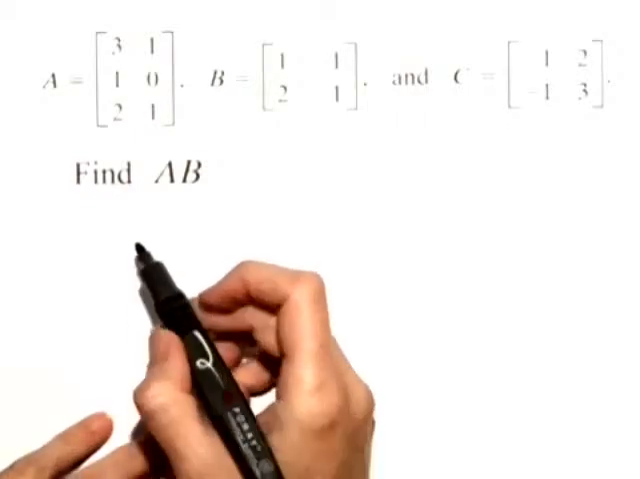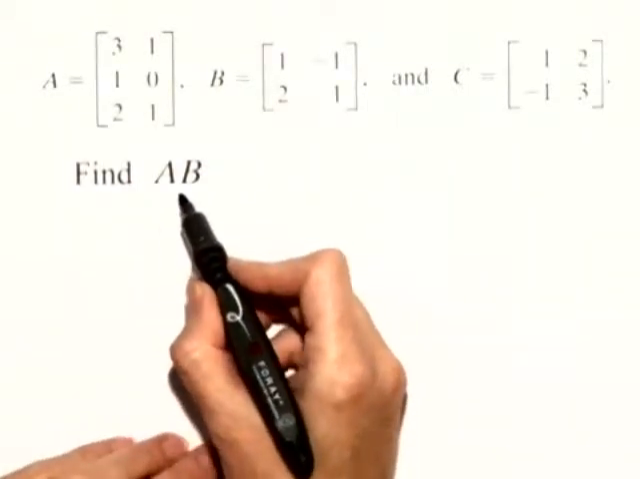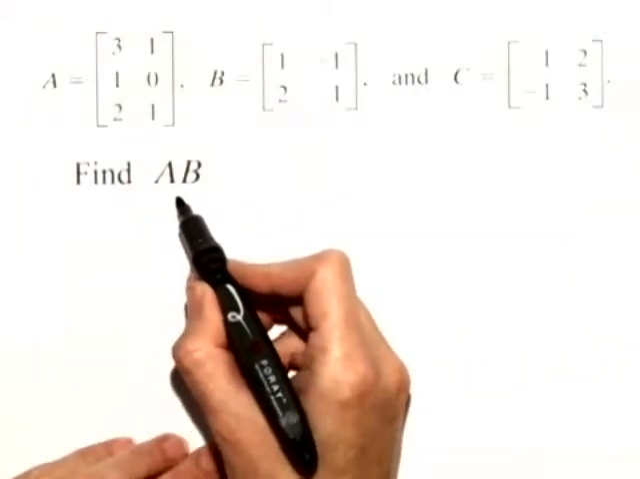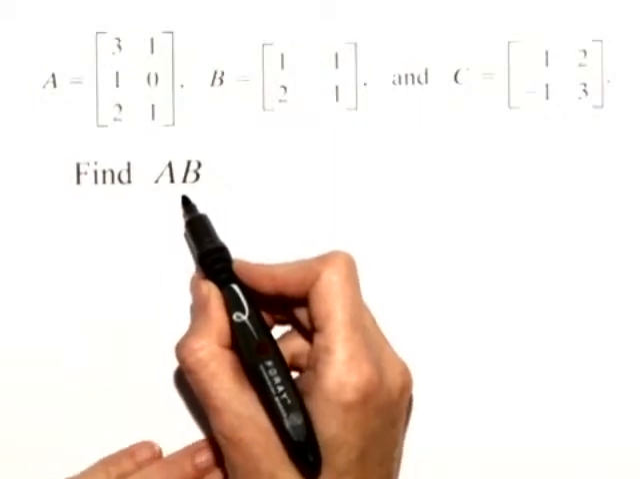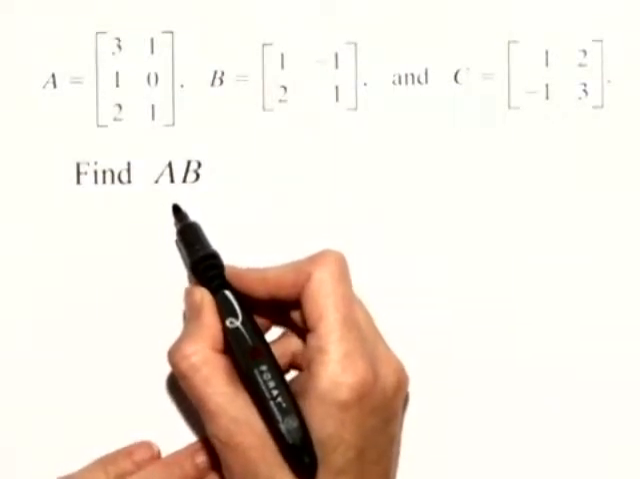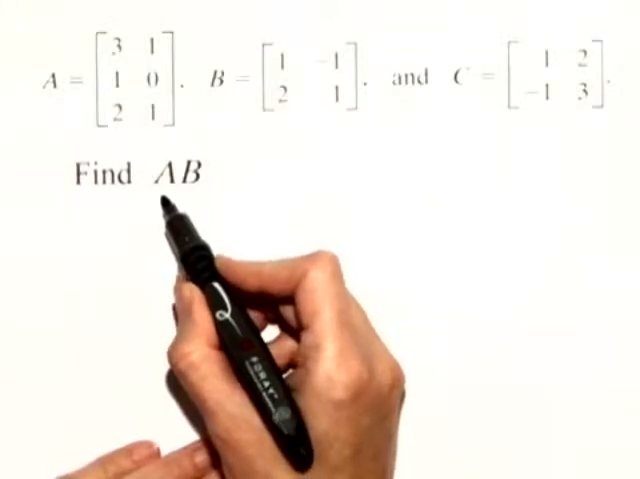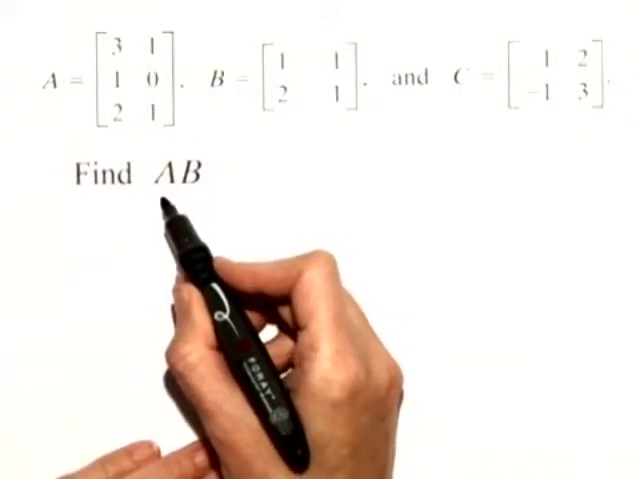Our next problem is a matrix multiplication problem. We're given some matrices and we're asked to find A times B. Before we perform this operation, we need to make sure it's possible because it's not always possible to multiply two matrices. So it's important to look at the order of each of the matrices.